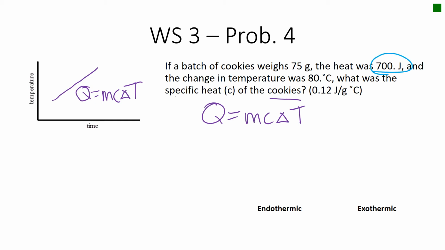So I found Q right here. I'm going to say 700 joules. That equals M. My mass is 75 grams. My C is actually what I'm solving for, because it says what is C. So I'm going to say C. And my delta T is 80 degrees Celsius.